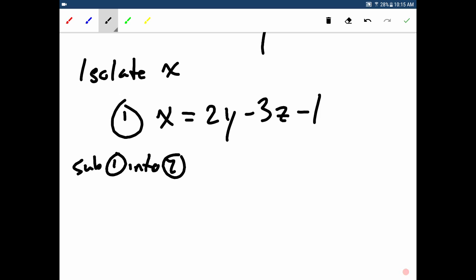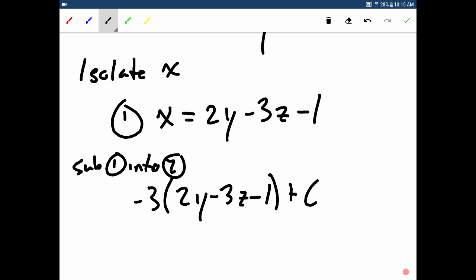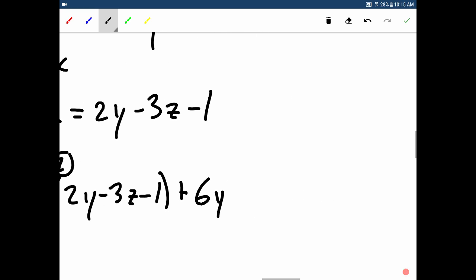So what I'll get is -3 times (2y minus 3z minus 1) plus 6y minus 9z minus 3 is equal to 0.